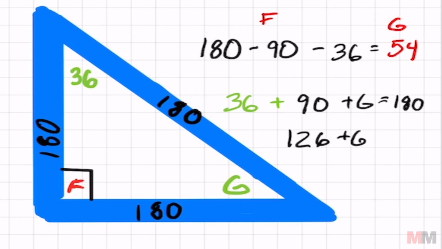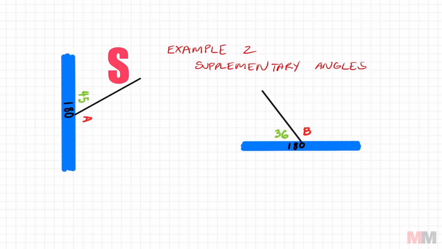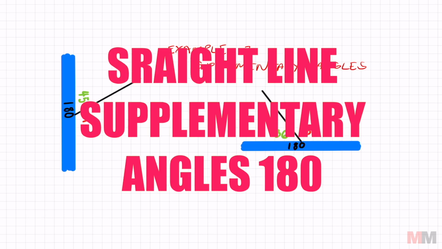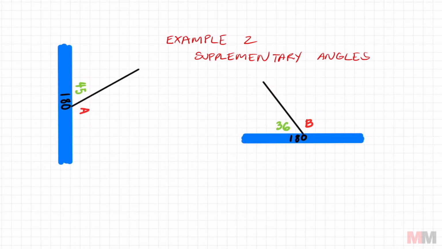Plus G equals 180. And subtract the 126 from both sides, and you will get the same answer. G equals 54. If you see a straight line, your brain should be yelling 180, 180. So these two angles, if you add them both up, they should equal 180.